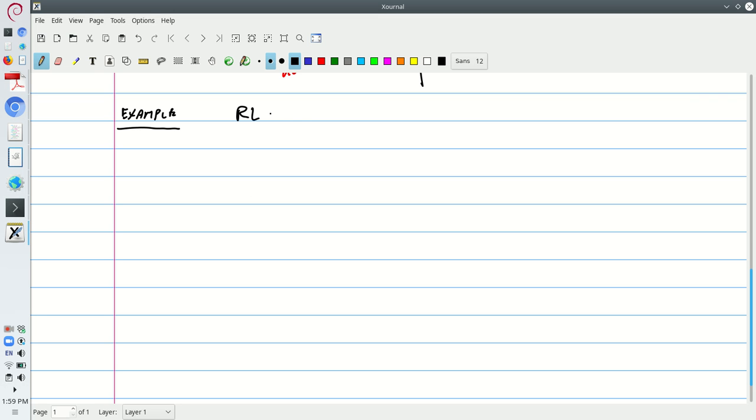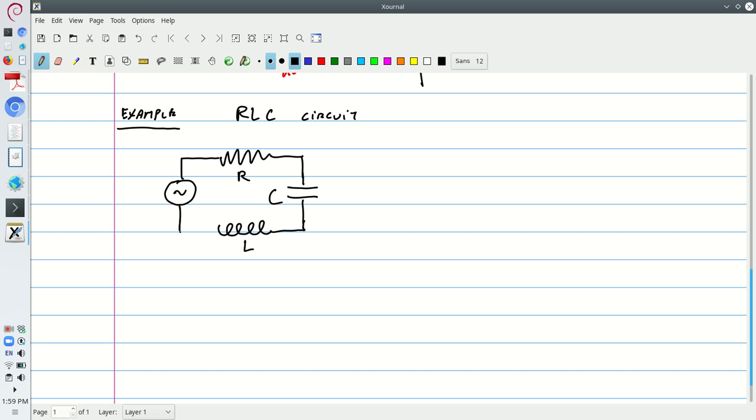So let's consider an RLC circuit, and our RLC circuit is given by a voltage generator. Well, I'm not giving it a name yet. Then we are going to have a resistor. Our resistor is denoted with R. We are going to have a capacitor. The capacitor is C, and then we are going to have an inductance. So the inductor has inductance L, and this is our RLC circuit.